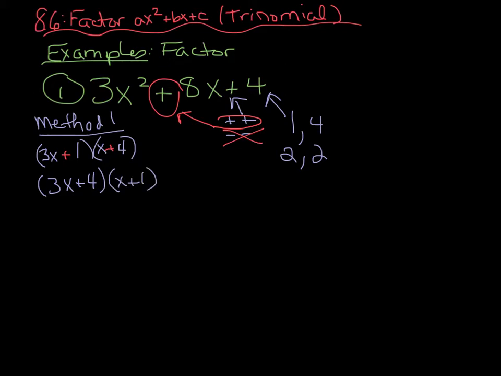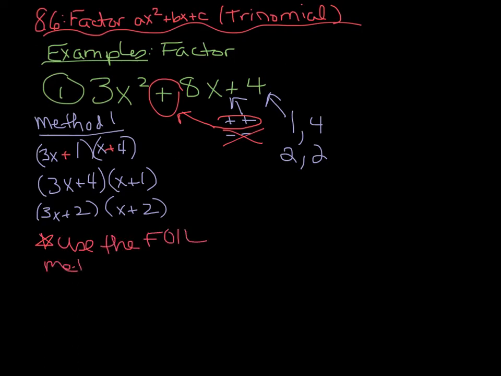The final possibility is having your last 2 numbers as 2 and 2. So you would get 3x plus 2 times x plus 2. Luckily, since they're both 2, we don't have to change anything around, unlike in the previous one. So then from there, you are going to use the FOIL method for each one. And then whichever one gives you the example you have up top when you use the FOIL is going to be your answer.